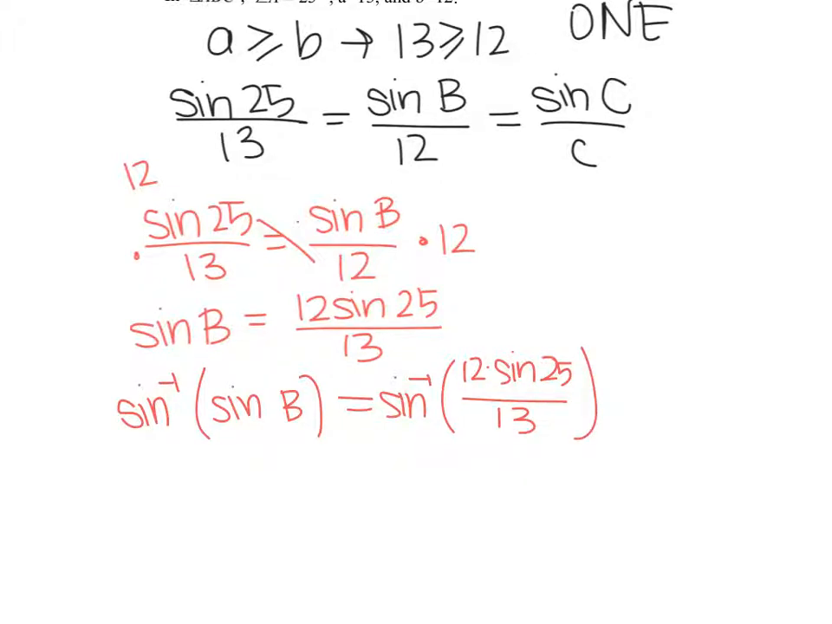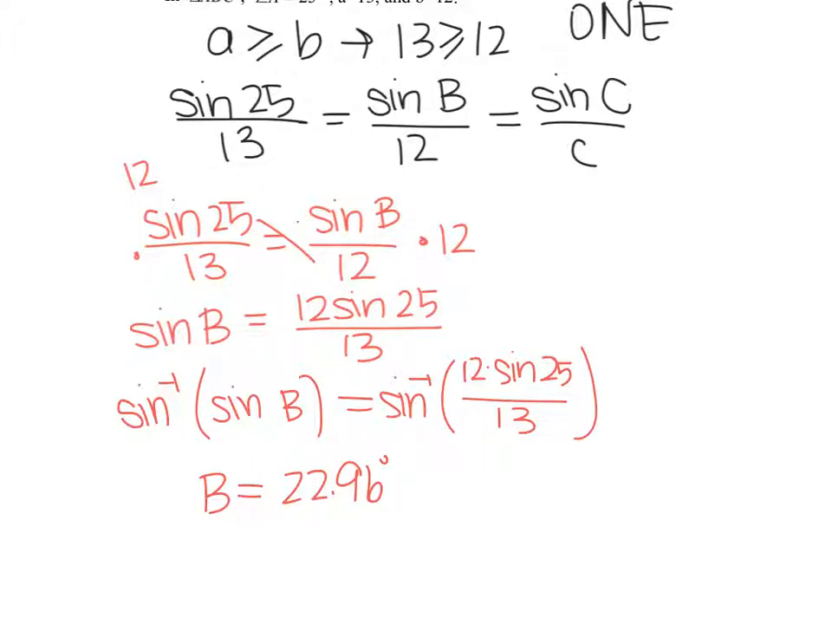And it is going to work out best, again, if you just go ahead and do this all in your calculator in one step. So we're going to get that angle B is about 22.96 degrees. There is a way to do this if you do it in multiple steps. You should still get something very similar to 22.96 if you go ahead and use a decimal for 12 times the sine of 25 over 13.